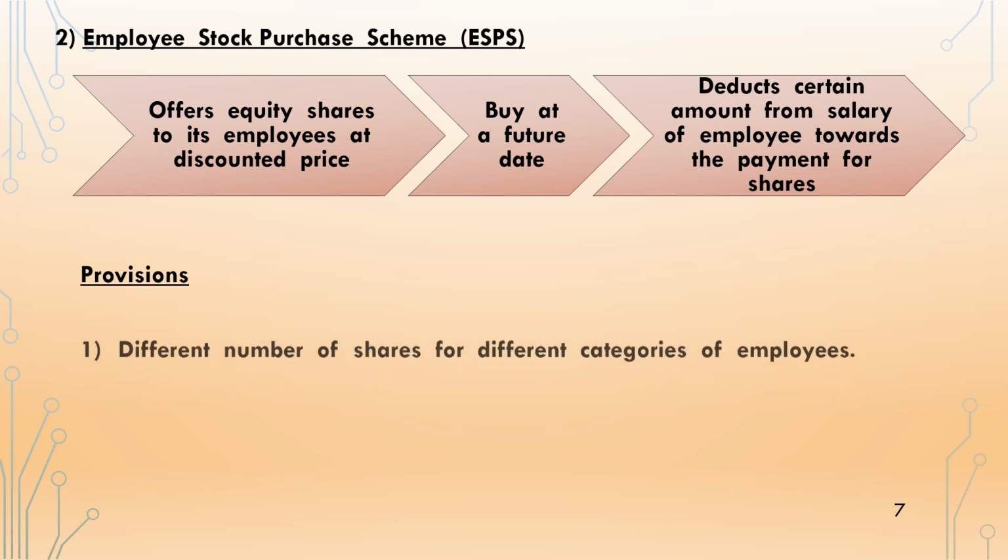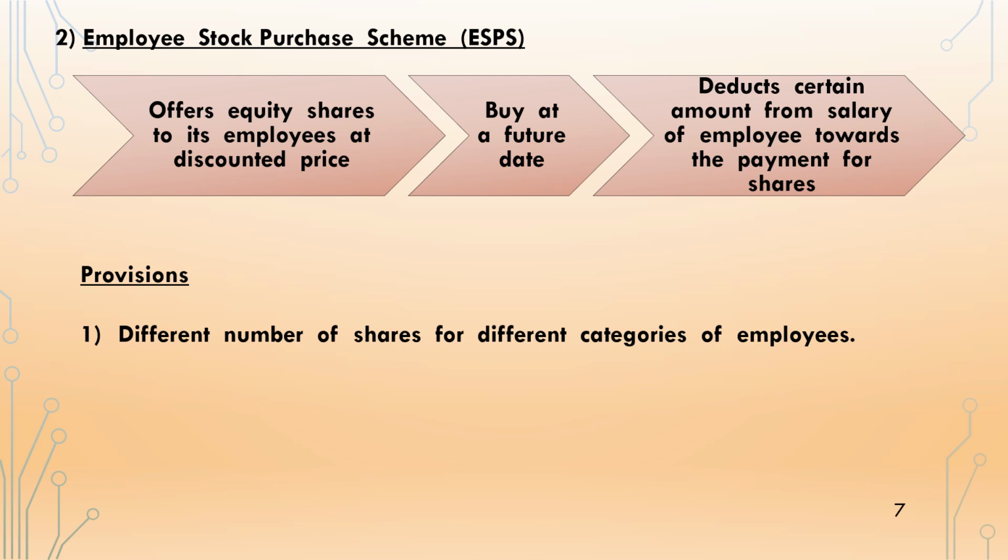Let us now move towards the provisions relating to ESPS scheme. Firstly, a company has different categories of employees, and accordingly company can offer different number of shares to different categories of employees. Shares issued through ESPS must be immediately listed.